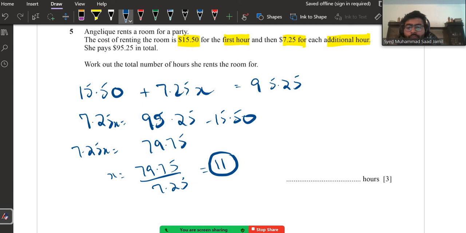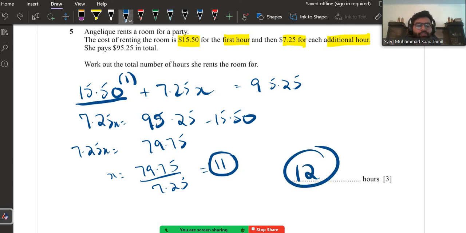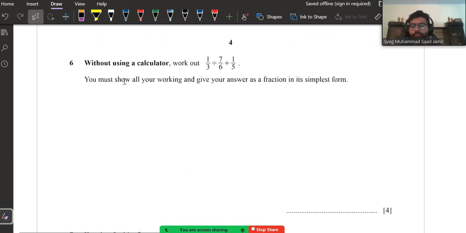Because you guys forget to add the first hour. This is the first hour. You paid 15.50 for the first hour. So you use the room for an additional 11 hours. So it says work out the total number of hours. Total number of hours is the first 1 hour you paid $15.50 for, plus 11 additional hours. So it's going to be 12. That's the answer. Alright. Moving on to question number 6.